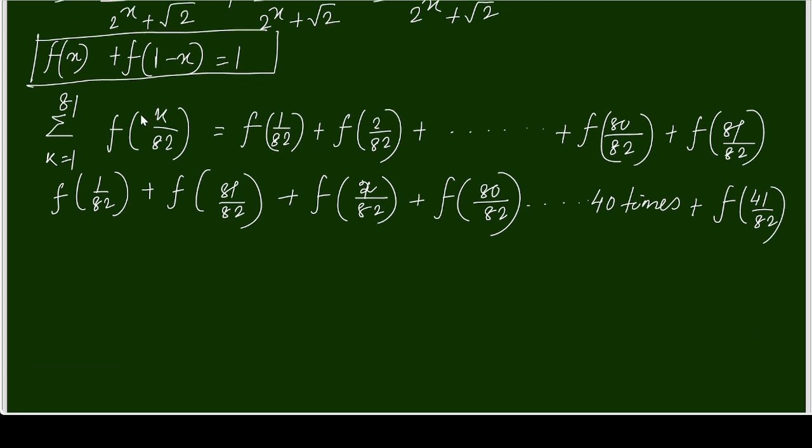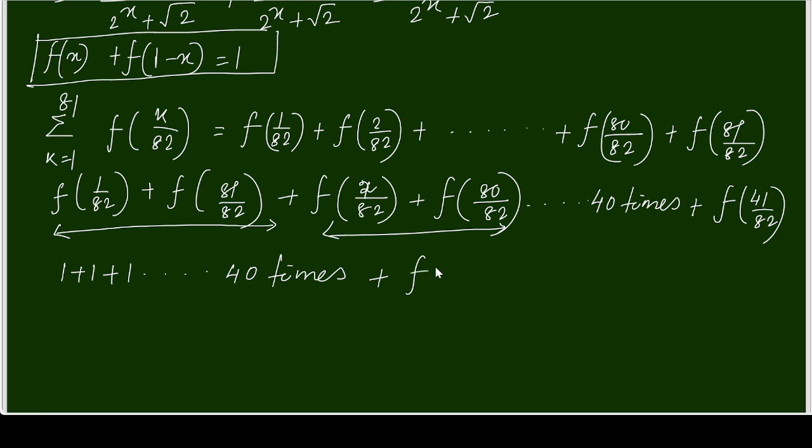So using this, f of x plus f of 1 minus x is 1. So these two will give you 1. These two will give you 1. It will be 40 times. So 1 plus 1 plus 1, 40 times, plus f of 41 over 82. That means f of 1 by 2. So this equals 40 plus f of half.